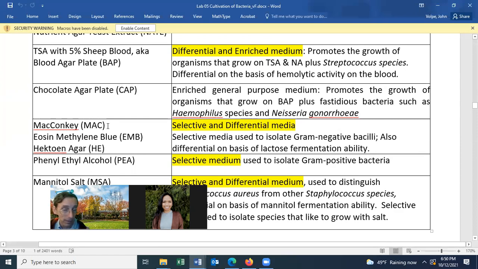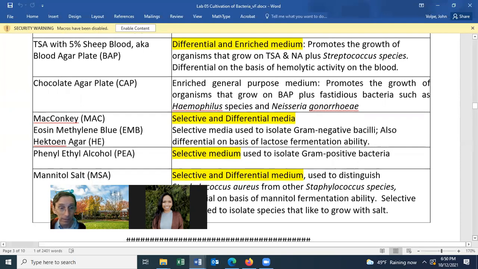For McConkey's, as I mentioned, if the bacteria ferment lactose, that sugar, then they will be pink in color. If they can't ferment lactose, they'll be non-pink. The others will be a different color, like hektoen agar. I believe that one is salmon colored if it ferments lactose. PEA, or phenyl ethyl alcohol, is only selective. It selects against gram-negative cells, and we use it to help isolate gram-positive bacteria.